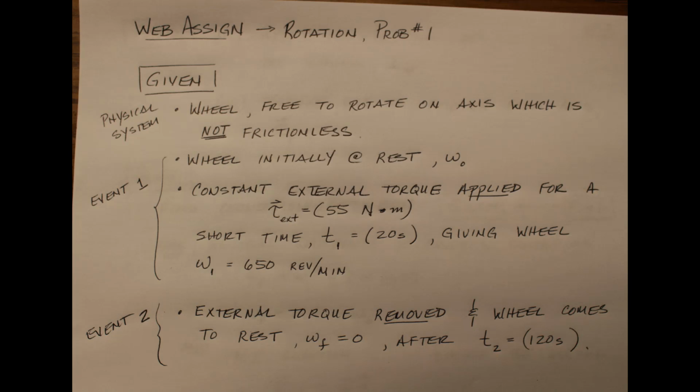And they give us those values: 55 Newton meters for the external torque, and it's constant again, and the time period is 20 seconds. After that time, the wheel has an angular speed of 650 revolutions per minute. Note that we'll want to convert that to SI units. Then, what I'm calling event number 2 happens, and the external torque is removed. The wheel comes to rest, so that final speed will be 0 after another short time period of 120 seconds.